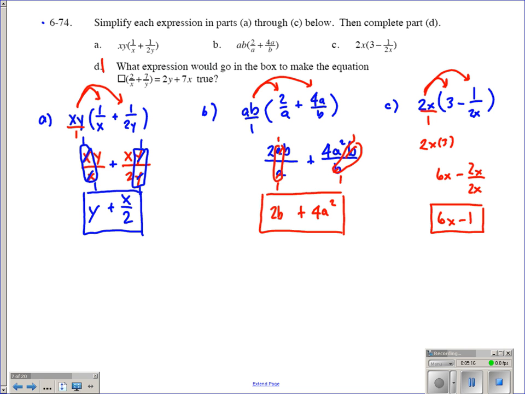Letter D, then, it asks, what expression would go in the box to make the equation true? So our equation, we'll do this one down here. We have this box, this unknown value, but when we multiply it times 2 over x plus 7 over y, we get 2y plus 7x. So what values would we have to have that would make this true?